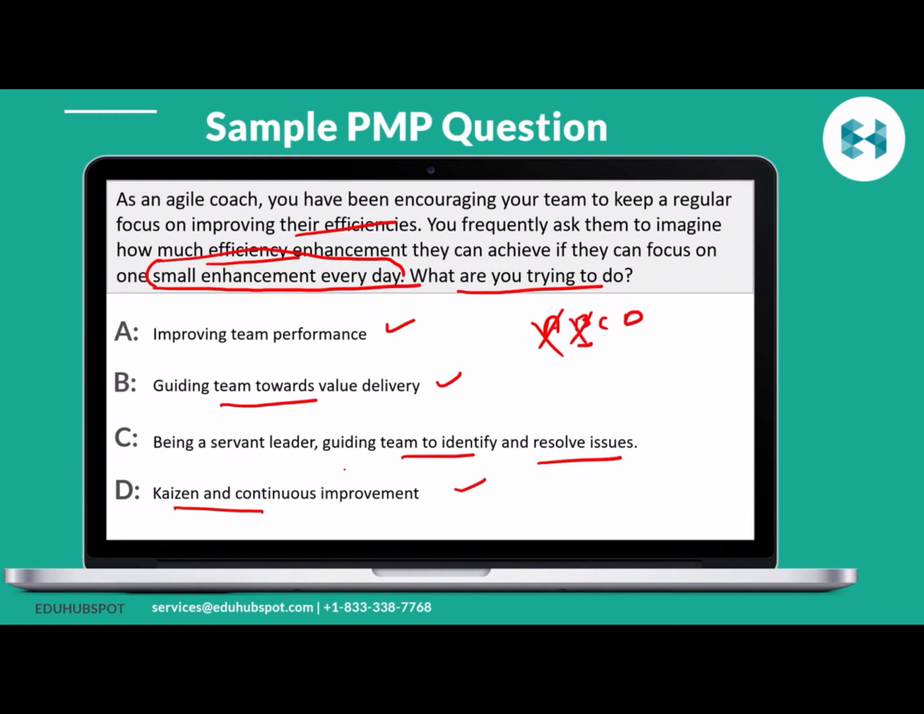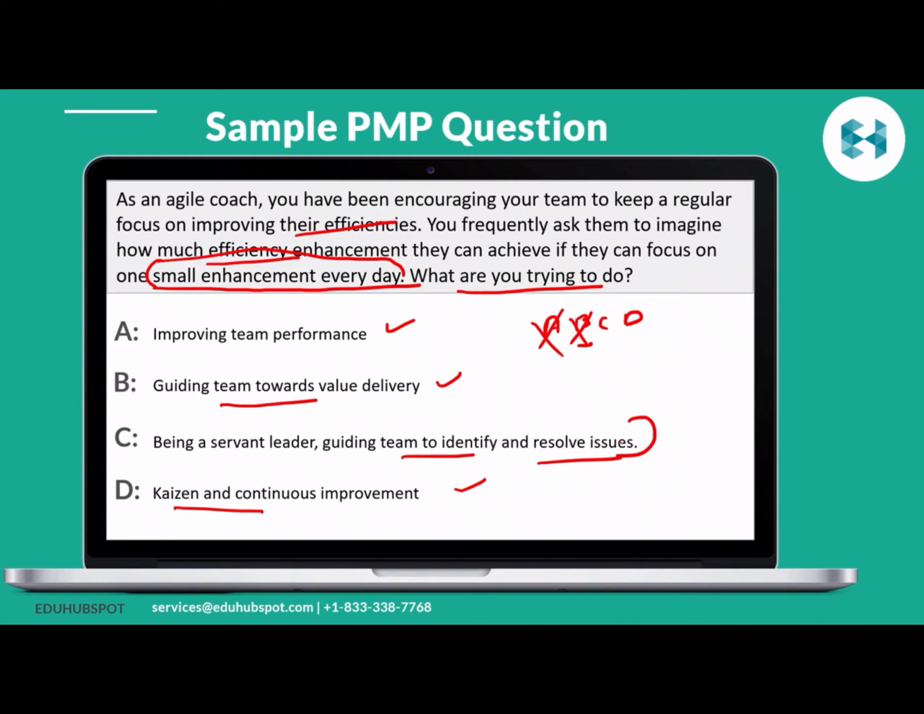C, being a servant leader, guiding a team to identify and resolve the issues. Now you have to understand one thing. This topic was about adaptive leadership and servant leadership. That does not mean the right answer is C. This question, I deliberately put it over here for you to get confused and pick C as the answer. I'm pretty sure most of you would now be laughing and saying, oh, you know what, I thought that C is the correct answer.